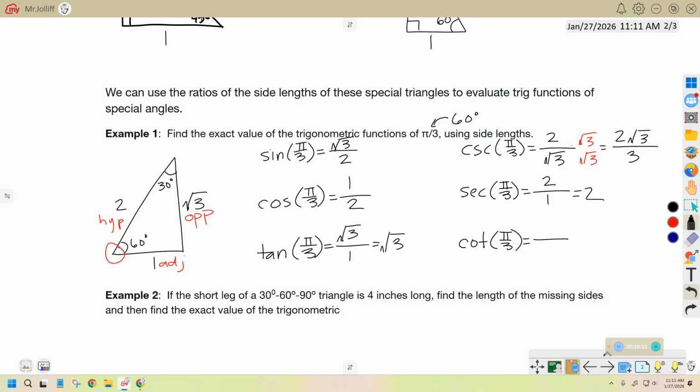Jesus, how do we find cotangent? Adjacent over opposite. Are we done? No. We have to rationalize our denominator, root 3 top and bottom. 1 times root 3 is root 3. Root 3 times root 3 is 3. Happy face.